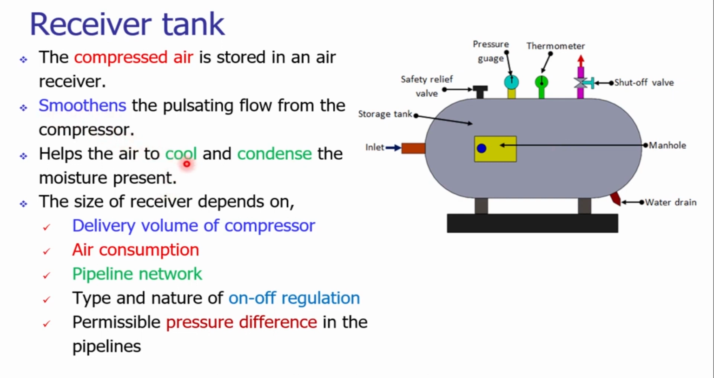Not only smoothing, the receiver tank is also helping to cool down the temperature of compressed air, and it is also helping for condensation of the air inside the closed chamber. The size of a typical receiver tank depends upon the volume of the air it can store or manage, the air consumption, the pipeline network, and the various types of on-off regulation units, whether it is semi-automatic, fully automatic, or a manual operation.